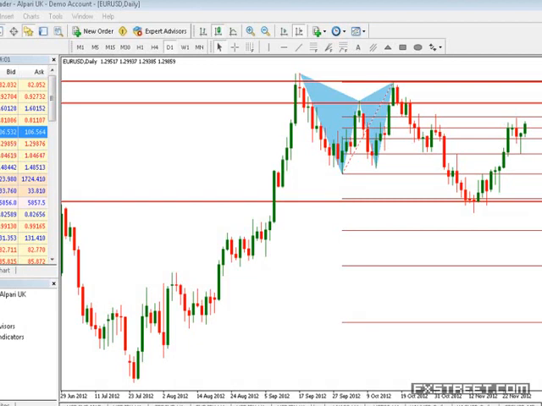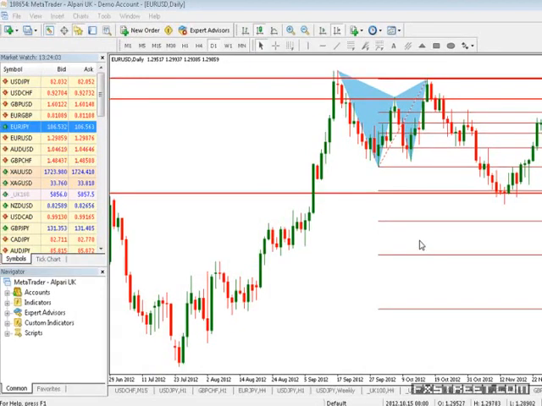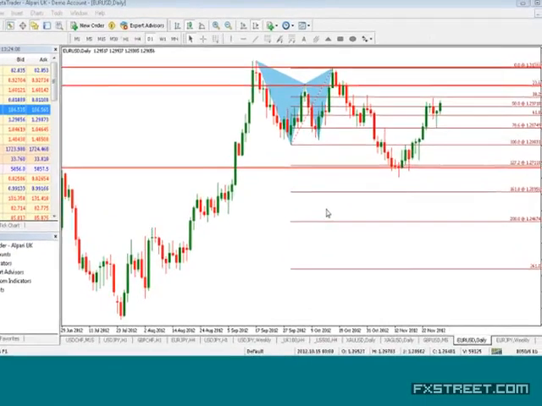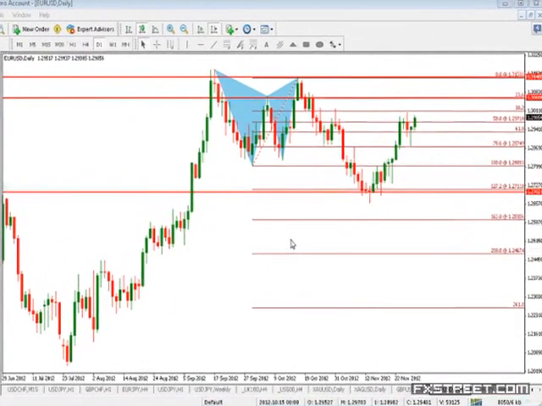Now this is a daily time frame. Let me start off with the daily time frame, and I just want to correlate your technicals to your money management. This is a bearish harmonic pattern on the Euro USD on the daily time frame, something which we took short.